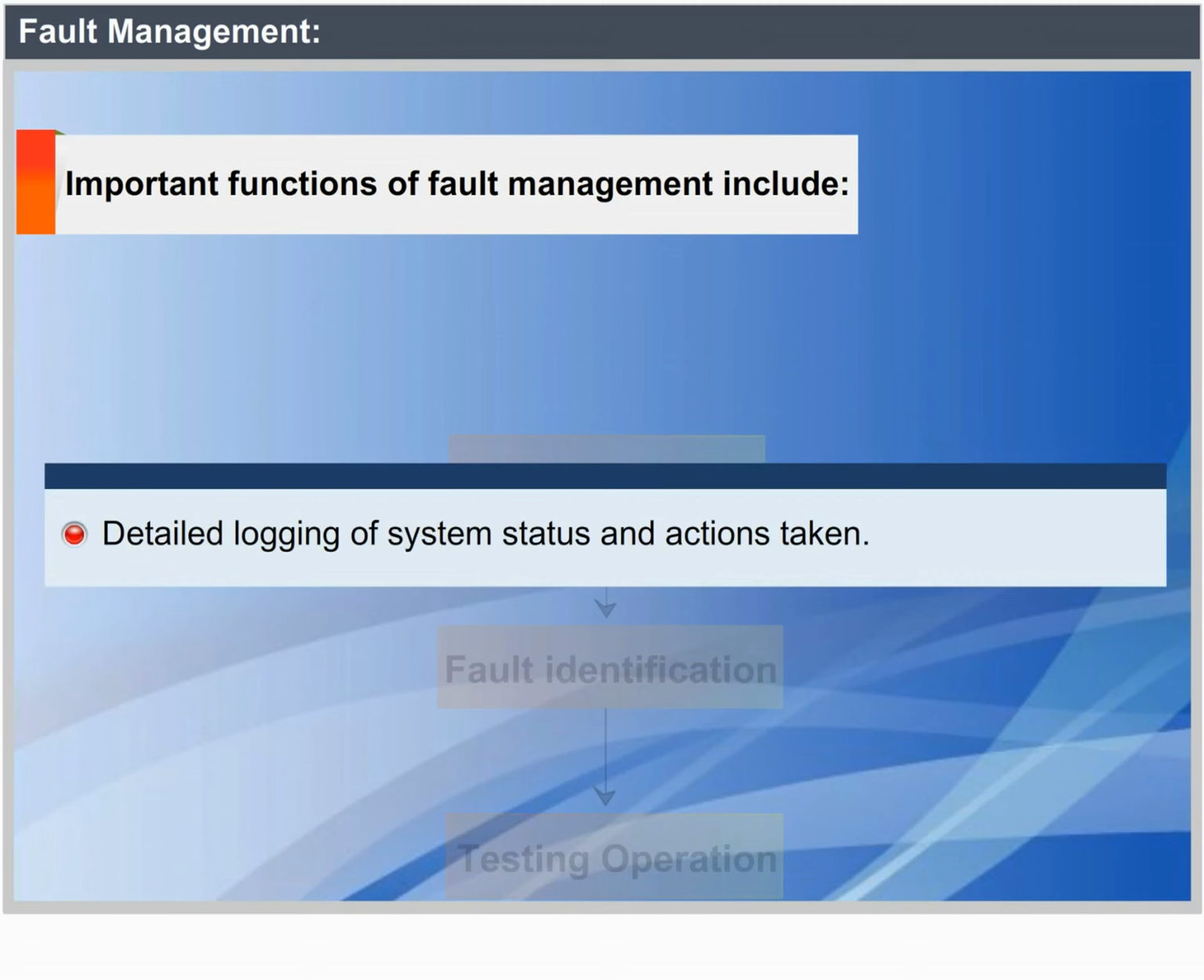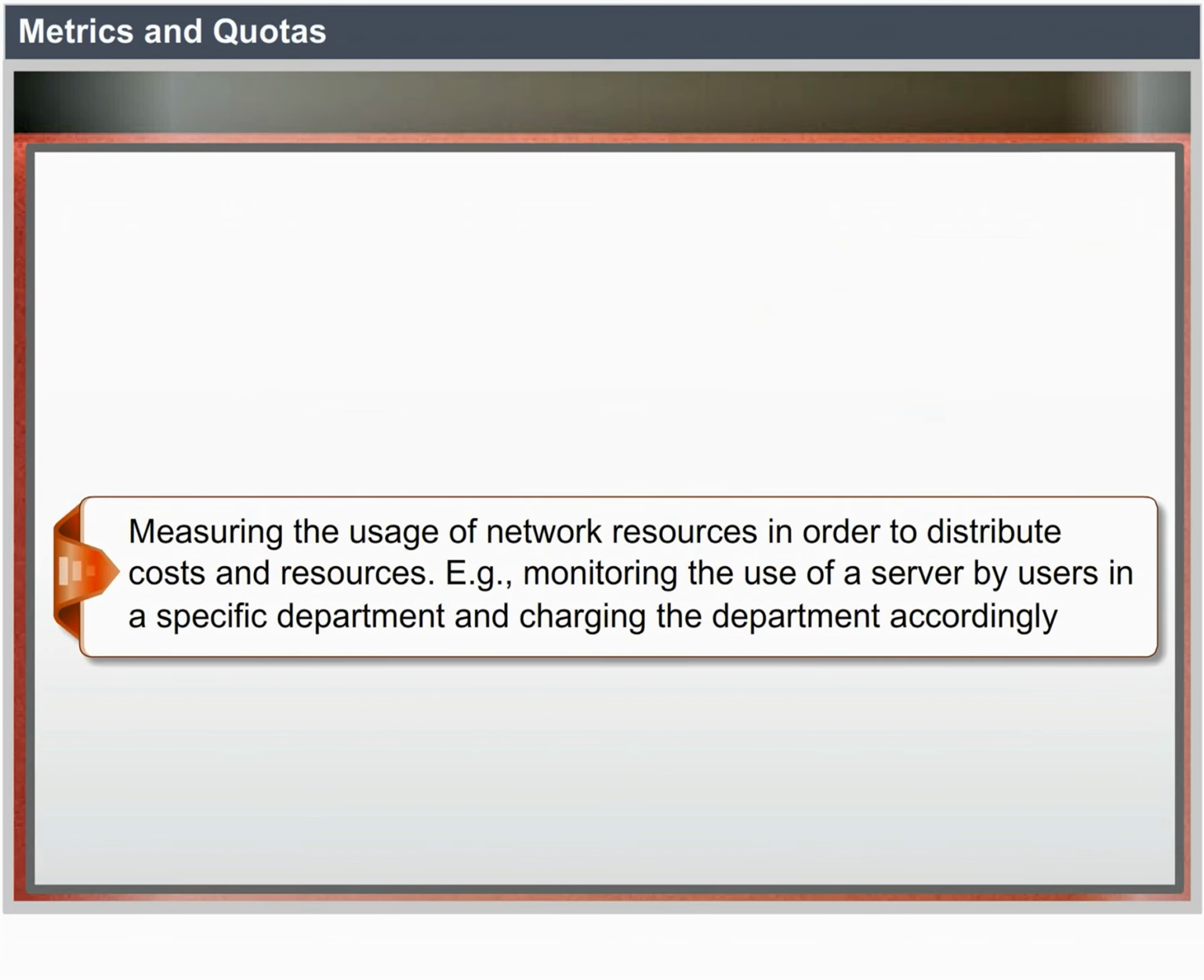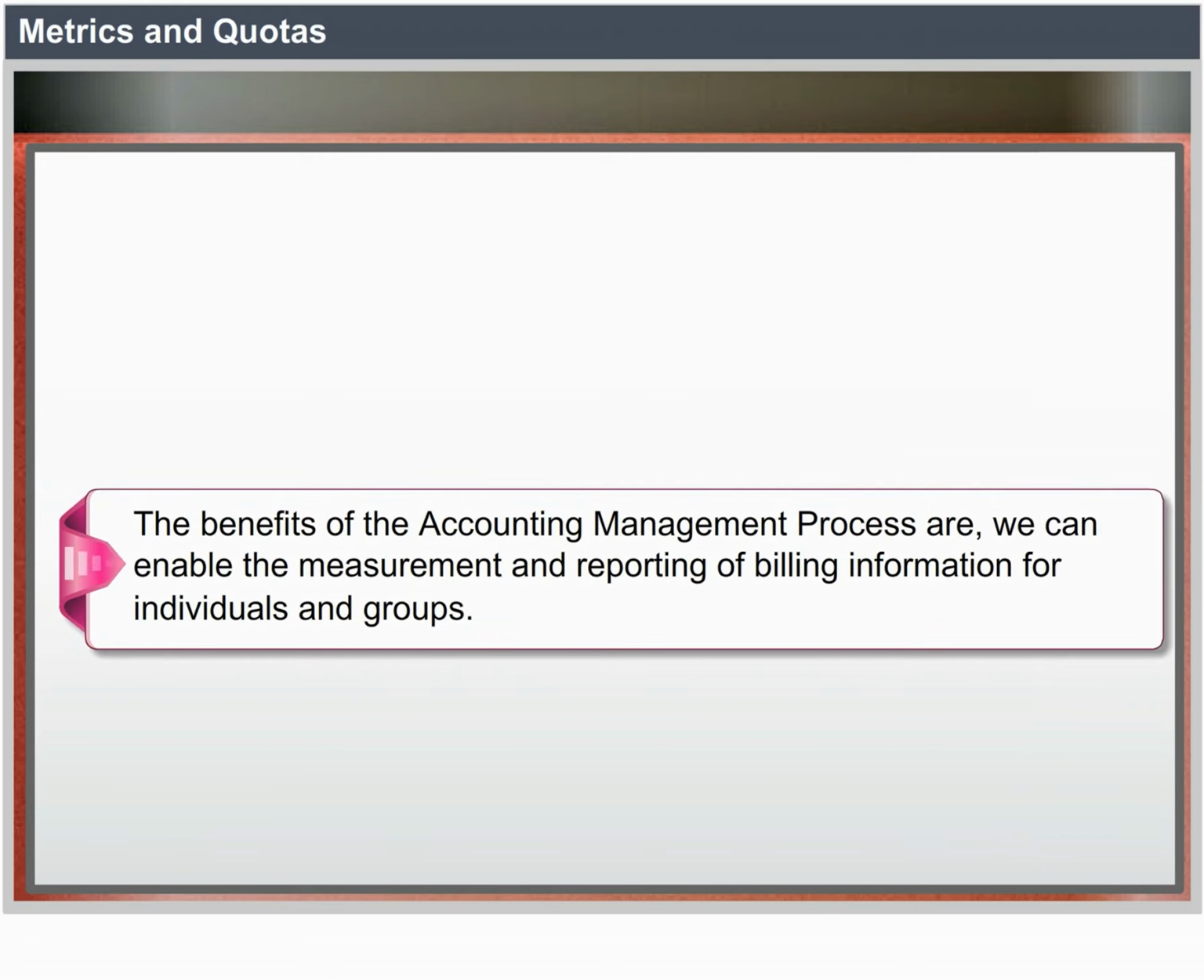Metrics and quotas, measuring the usage of network resources in order to distribute costs and resources, for example, monitoring the use of a server by users in a specific department and charging the department accordingly. The benefits of the accounting management process are that we can enable the measurement and reporting of billing information for individuals and groups.